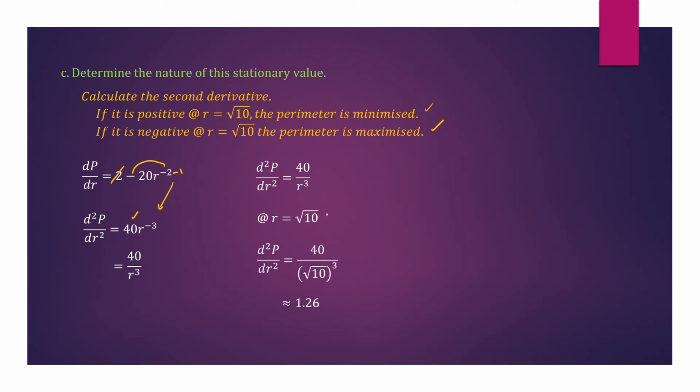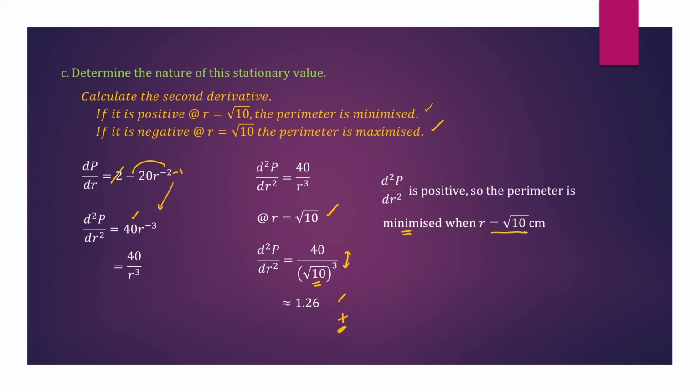We want to substitute r equals root 10 into our second derivative, which we've done here. And when you do that and simplify, you'll get 1.26, which is a positive value. You can already see that this is positive without using a calculator anyway. So we can see that the second derivative is positive, so the perimeter is minimized when the radius equals root 10.